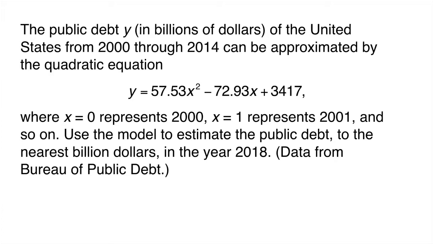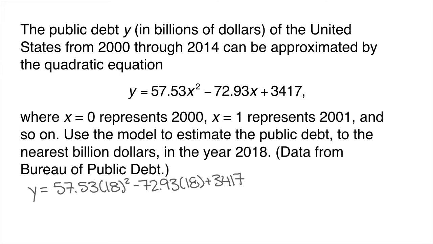In our model, x equals 0 represents 2000, x equals 1 represents 2001, and so on. So the year 2018 will be represented by x equals 18. To use the model to estimate the debt in billions in the year 2018, we'll substitute 18 for x. We have y equals 57.53 times 18 squared minus 72.93 times 18 plus 3,417.